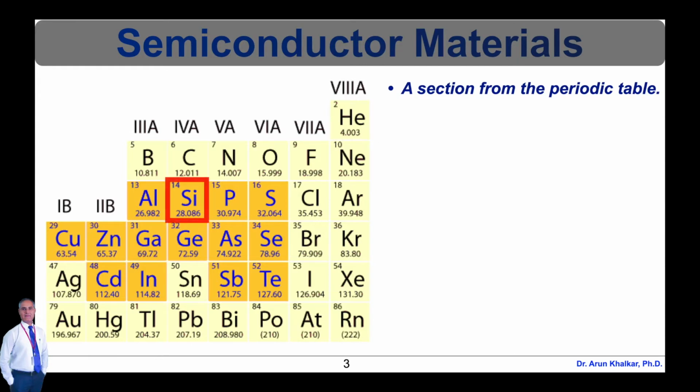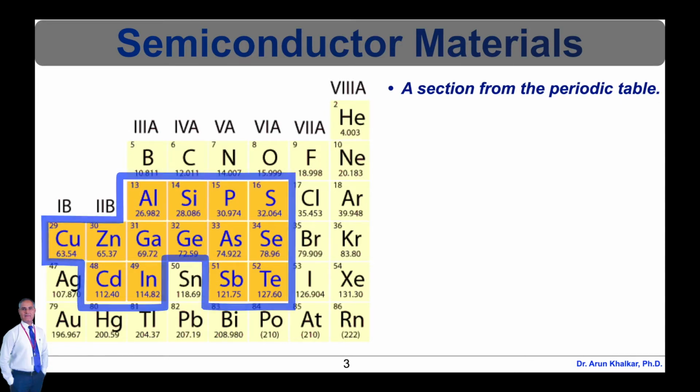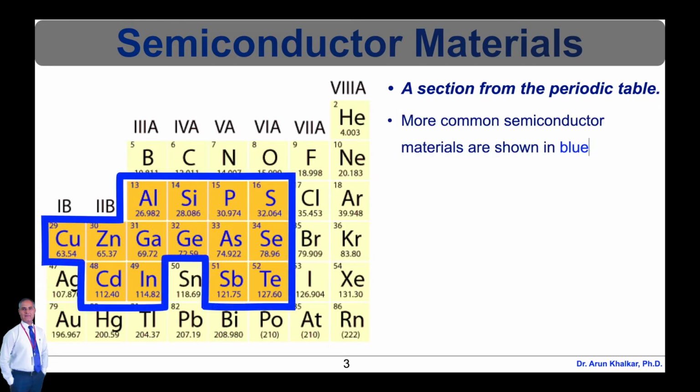Silicon, which is group 4, is the most commonly used semiconductor material as it forms the basis for integrated circuits, that is IC chips, and is the most mature technology, and most solar cells are also silicon based. A full periodic table is shown in this diagram, in which several material properties of silicon are given on the page Silicon Material Parameters. In a section from the periodic table, more common semiconductor materials are shown in blue.